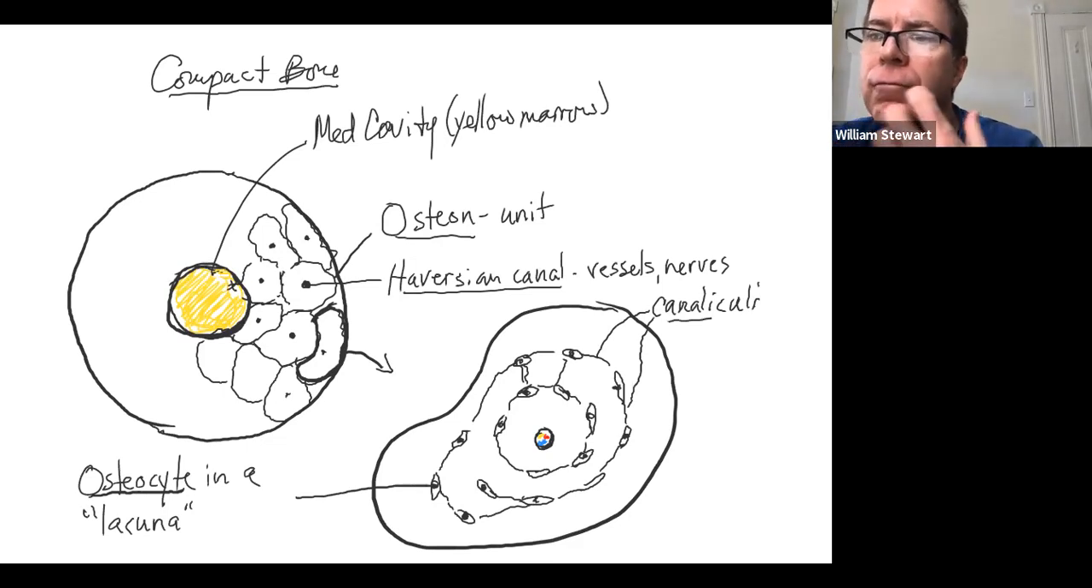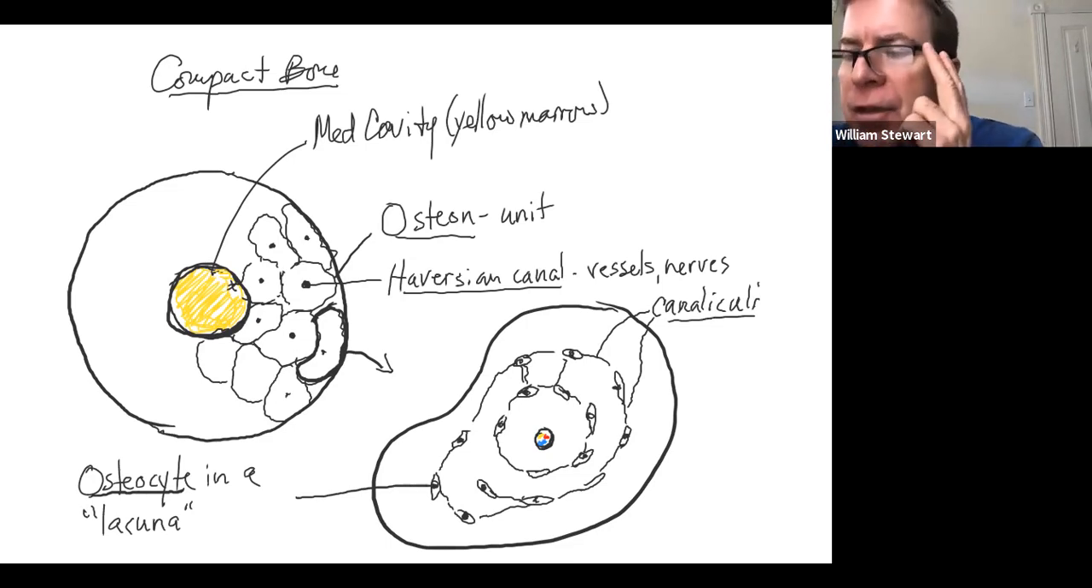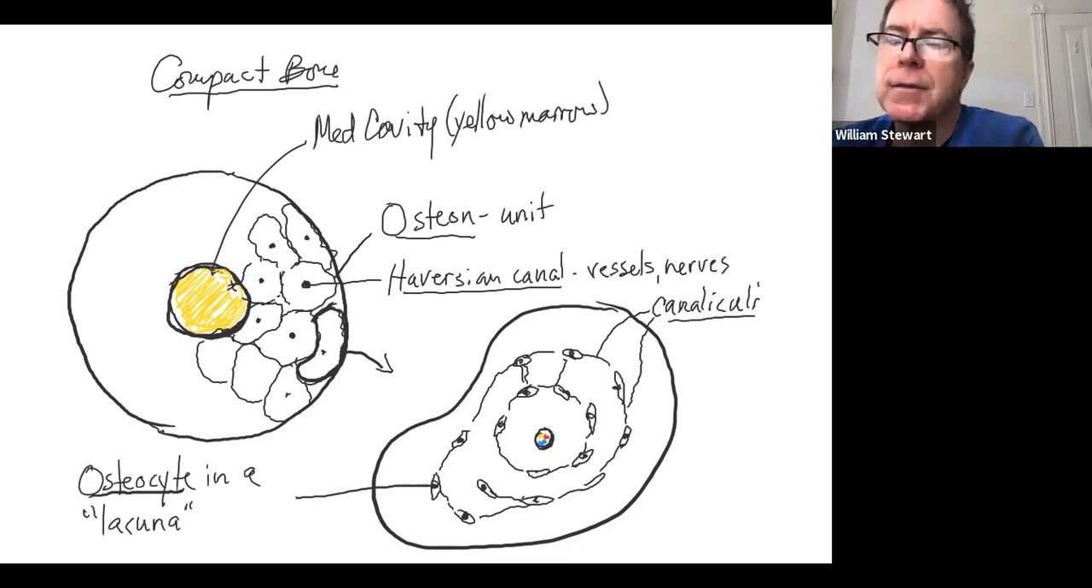that provide a communication route or pathway for things like nutrients, waste products, tiny nerves, tiny vessels to get through. Now, these vessels, the arteries and veins, also branch out through what we call perforating canals to supply nutrition to these living cells.